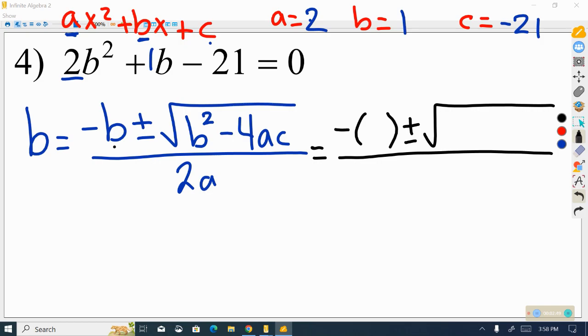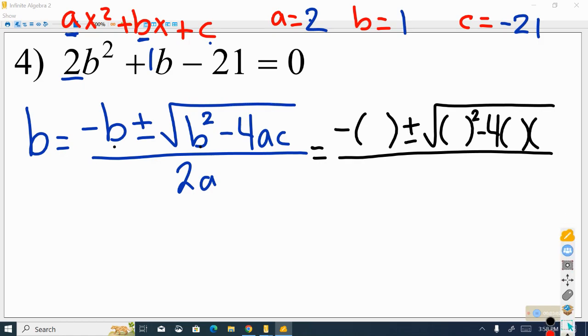But now that I see another letter, I see B squared, so I'm going to put a blank parenthesis squared. Then I'll put minus 4 and a blank parenthesis and another blank parenthesis. And at the bottom, we have 2 times A, and so I'll put 2 and then have a blank parenthesis. Okay? So the very next step would be for us to go ahead and put in the values.